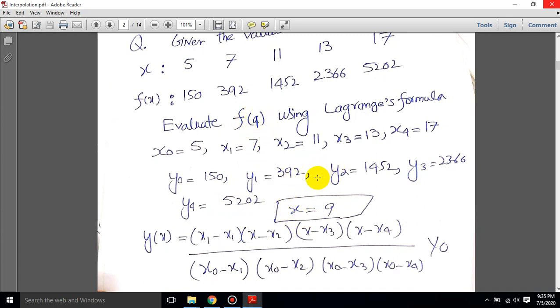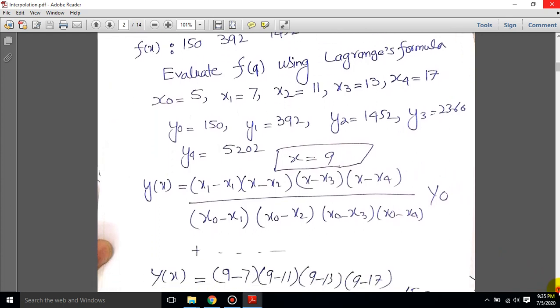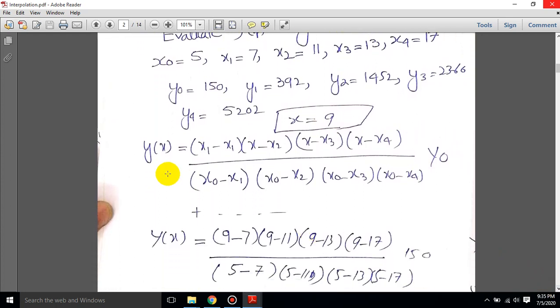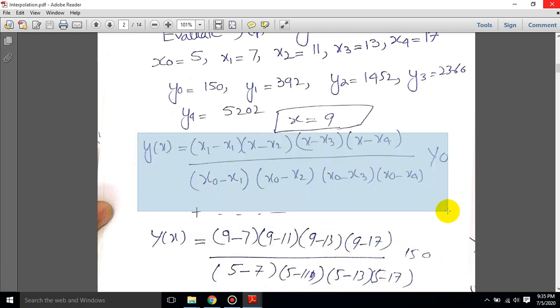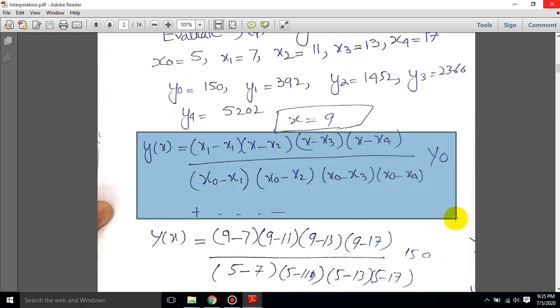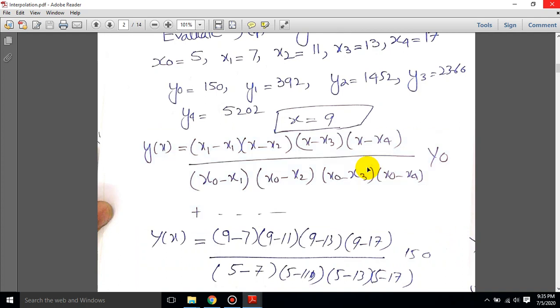Okay, so that will be called what we are finding here. We have to find the function value at x is equal to 9. So putting all these values in our Lagrange formula that is given here in this highlighted part. I have not written the complete formula here, so you have to write it by yourself.